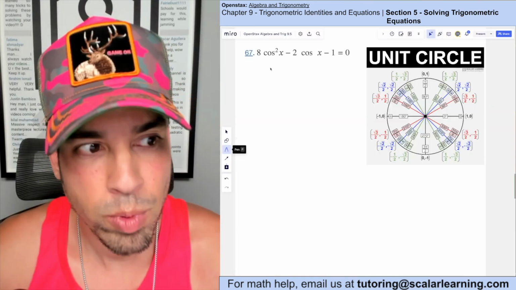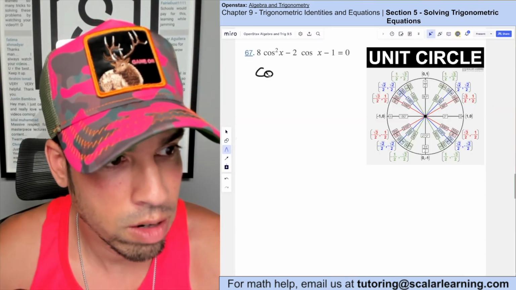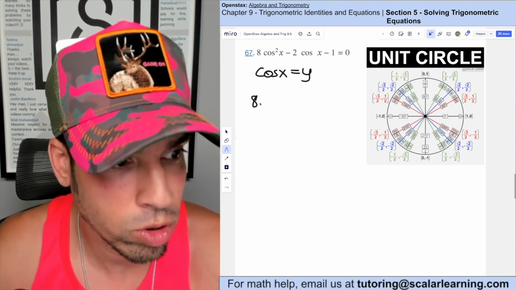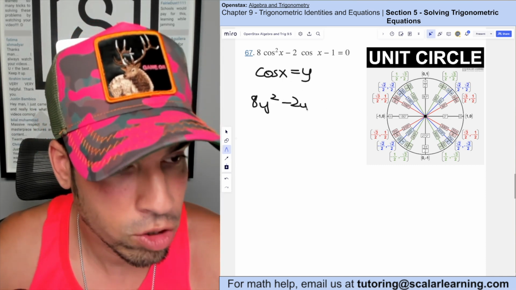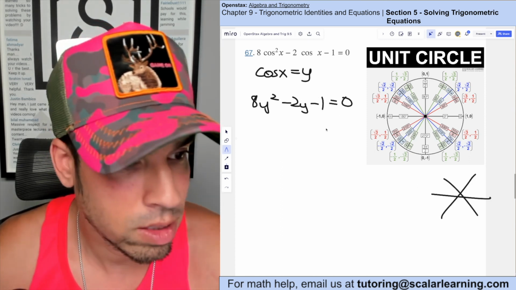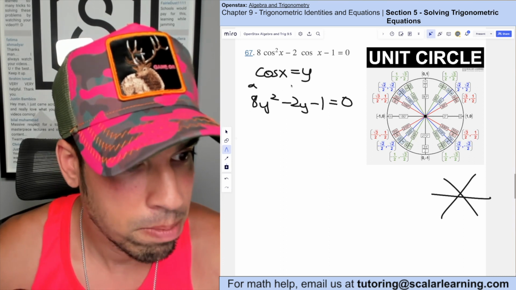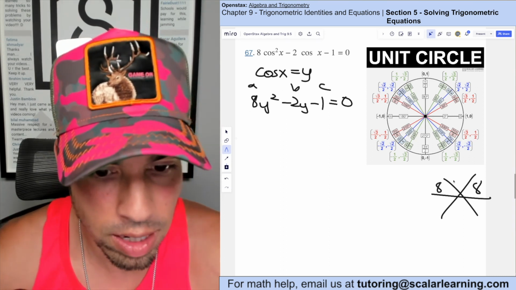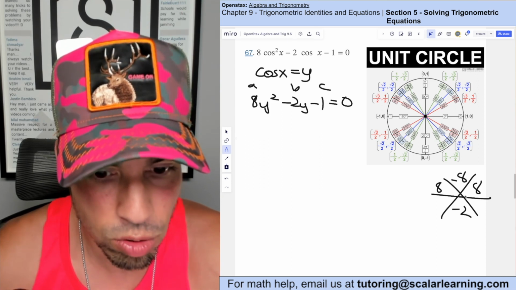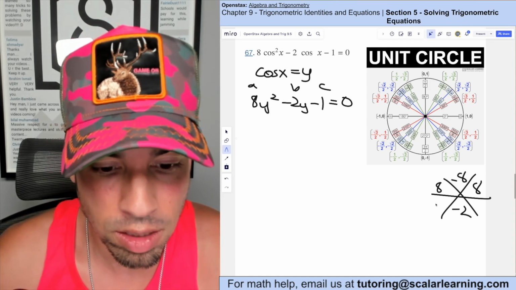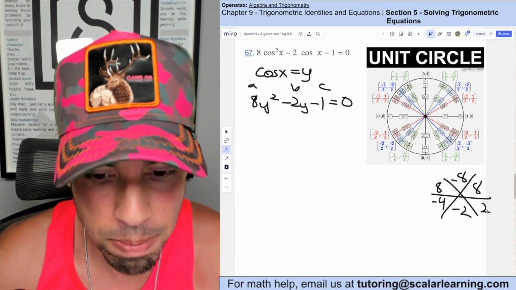Done. So for this one, we're going to start by replacing cosine of x with y. It's going to make it a little bit easier to see if this is factorable. So I got 8y squared minus 2y minus 1 equals 0. Now let's use the star method to see where I've got a, b, and c. So a is 8, a times c is -8 up top, and then b, -2, is down here. So what two numbers, if they exist, multiply to -8 and add to -2? They do exist. It's -4 and +2.